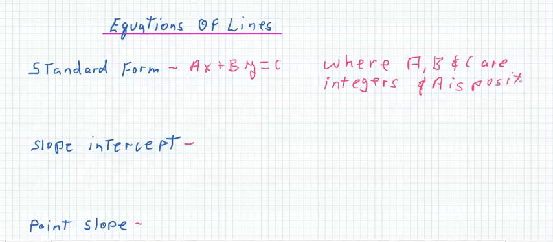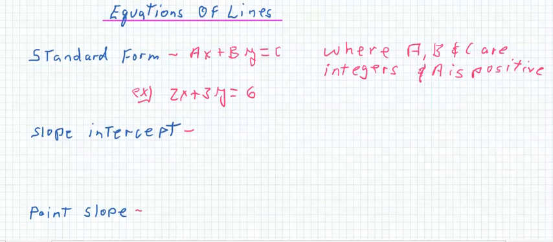Notice that I give you most of the problems in the form of 2x plus 3y equals 6. This is always positive. It's always some number x, some number y equals some number. Never is it with fractions or decimals.